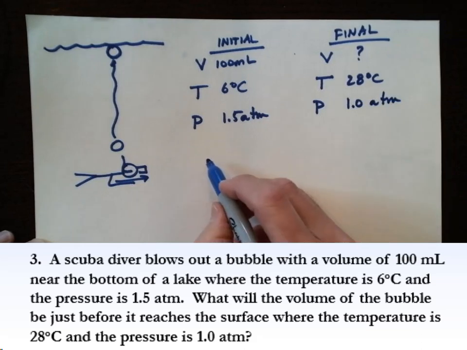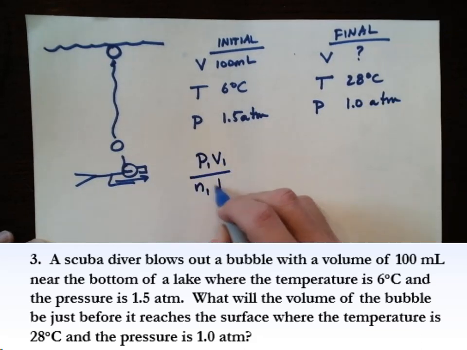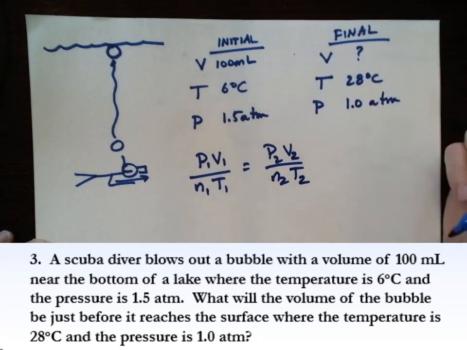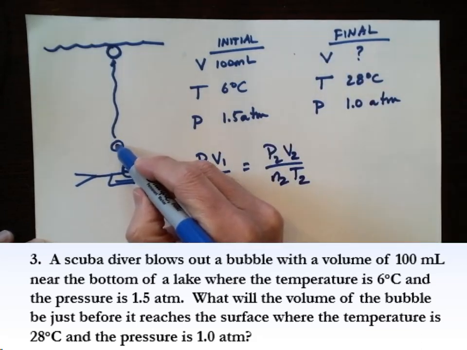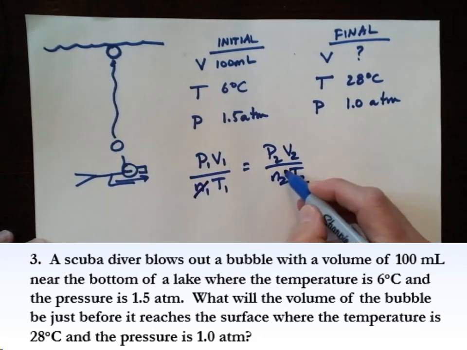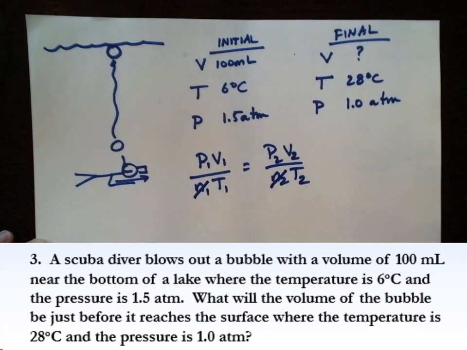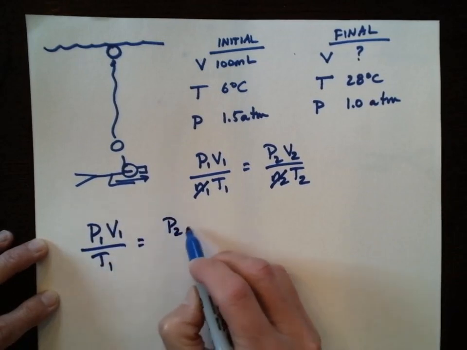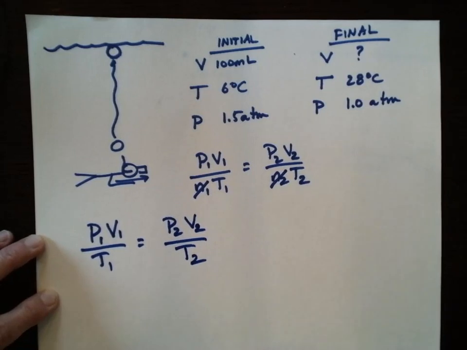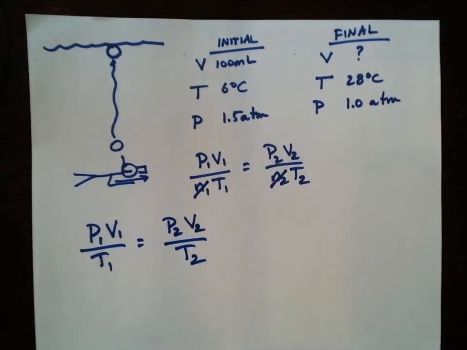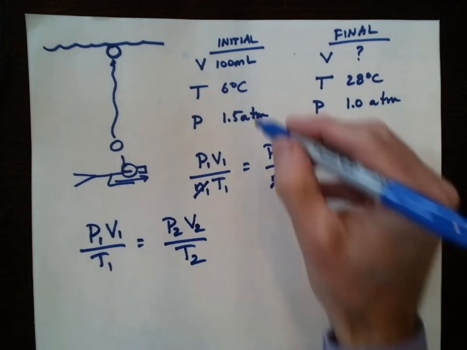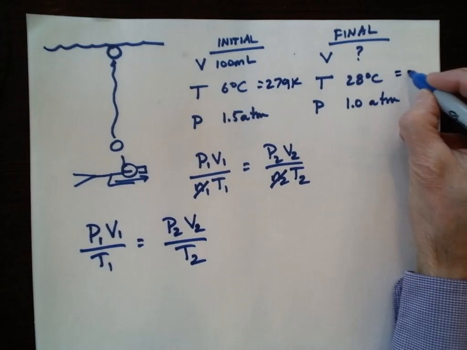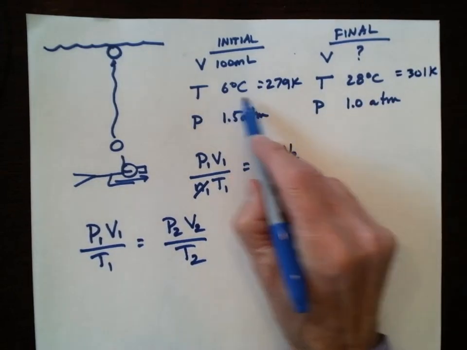So if we take our equation, P1V1 over N1T1 is P2V2 over N2T2, we see that 3 things are changing, but we're going to assume that the amount of gas in the bubble is going to remain constant. No gas is going to leak in or out. And so we end up with what's called the combined gas law: P1V1 over T1 is P2V2 over T2. We want to make sure we convert our temperatures to Kelvin. It's going to be 279 Kelvin and 301 Kelvin after we add 273 to each of these.